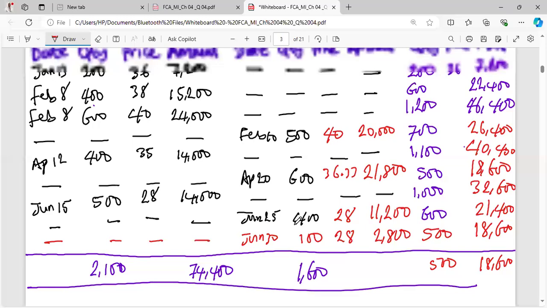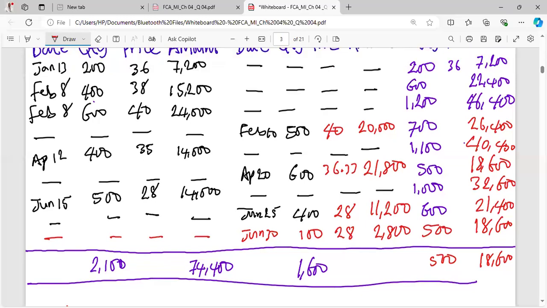Let's see how much the cost of sales will be. So we have 20,000 plus 21,800 plus 11,200 plus 2,800. That gives us 55,800.